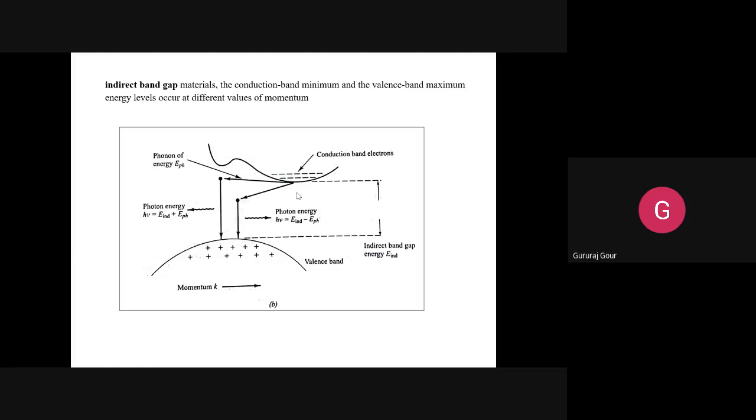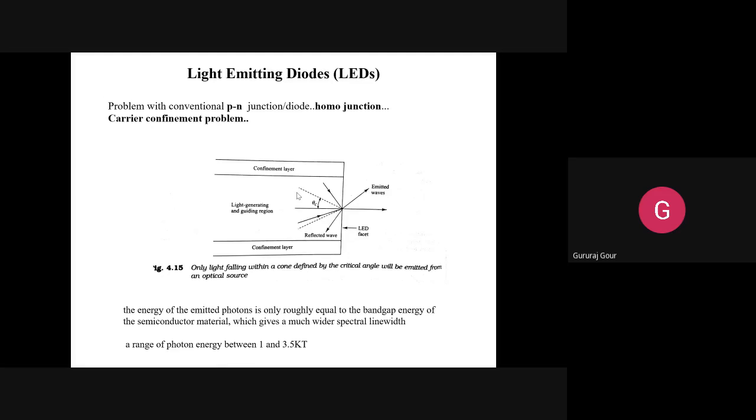Because of this emission problem, the spontaneous emission, of course it is happening spontaneously, but it is not up to the mark, up to our requirement level. So it has this limitation. So that is a carrier confinement problem here.